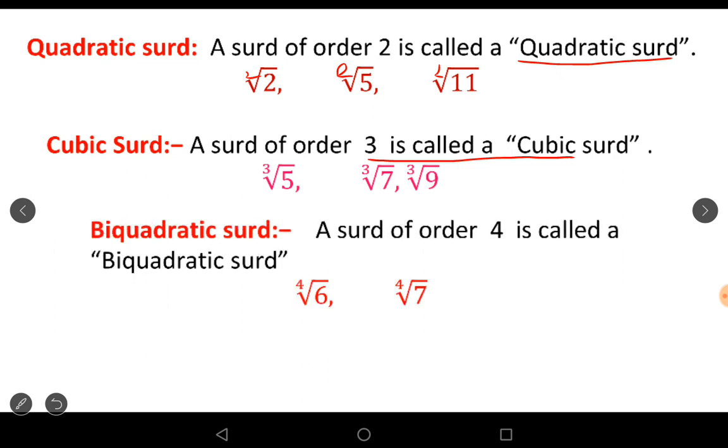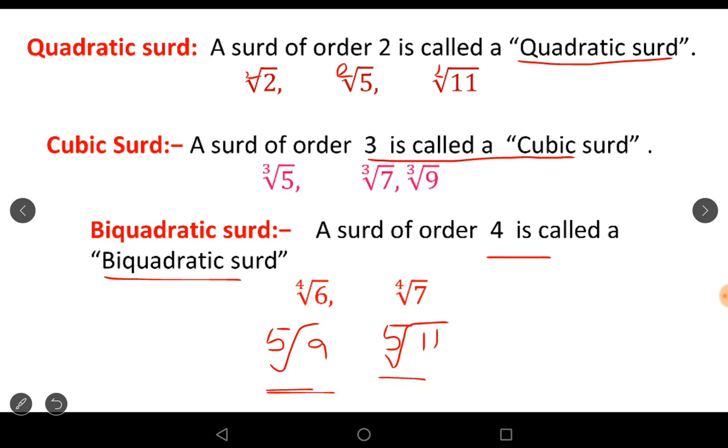Okay. So biquadratic surds. A surd of order 4 is called a biquadratic surd: fourth root of 6, fourth root of 7. Next one, fifth root of 9, fifth root of 11. These are fifth order surds.